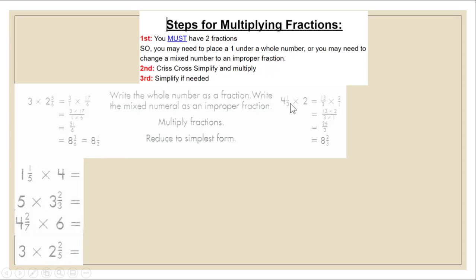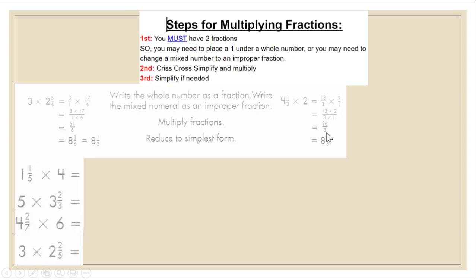Second example, they have the mixed number 4 and 1/3 times 2 wholes. So they had to put a 1 under the 2 wholes. Then they had to change the 4 and 1/3 into an improper fraction. So they multiplied the whole 4 times the 3 denominator. That gave them 12, plus the 1 gave them 13 over the 3. Then they could multiply. 13 times the 2 gave them 26. 3 times 1 gave them 3.